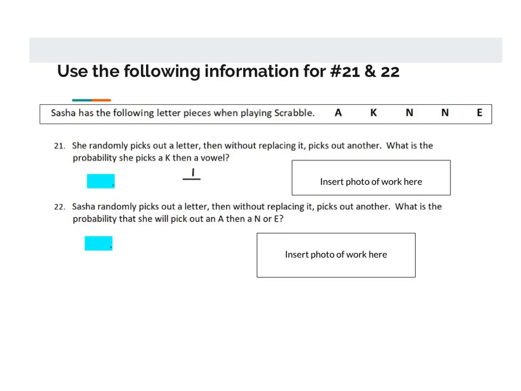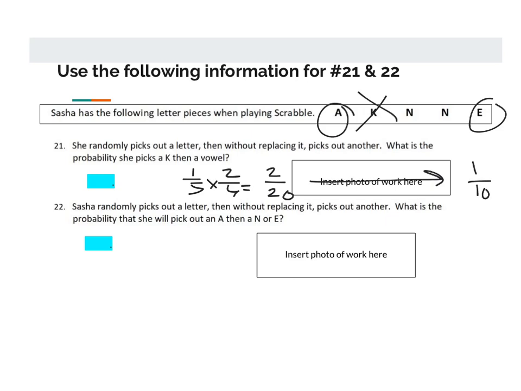That would be a 1 out of 5. And then what's the probability of her picking a vowel? Well, that K is gone now. And then we've got A and E as our vowels, so 2 out of 4. So we multiply that together. 1 times 2 is 2. 5 times 4 is 20. And then to simplify that, because we can divide both of those by 2, we would get 1/10. So the chance of her getting a K, not replacing it, and then a vowel is 1/10.